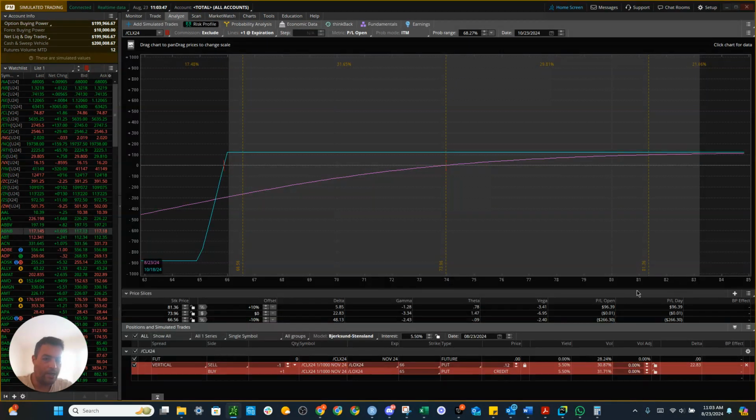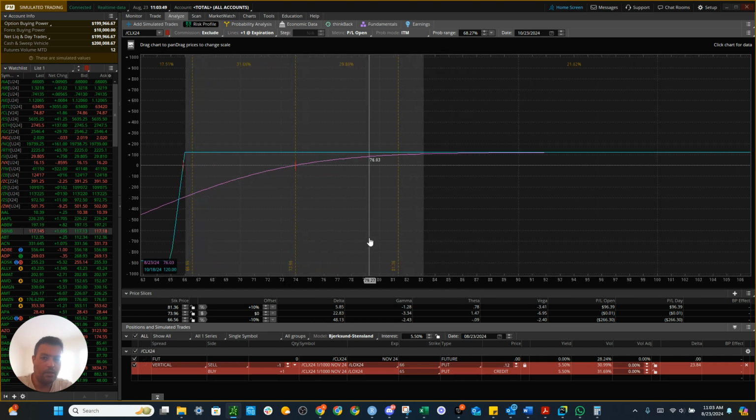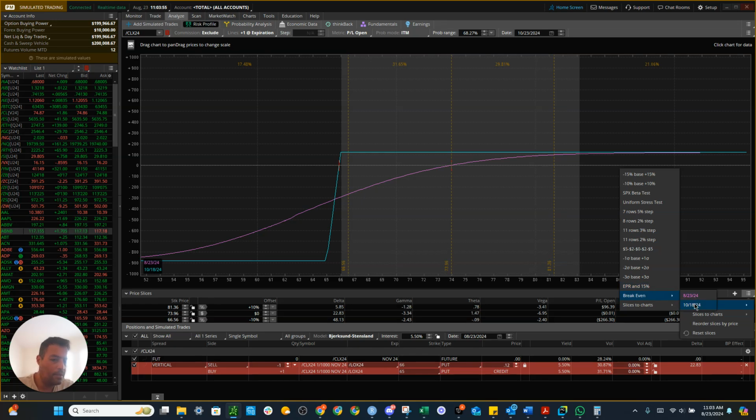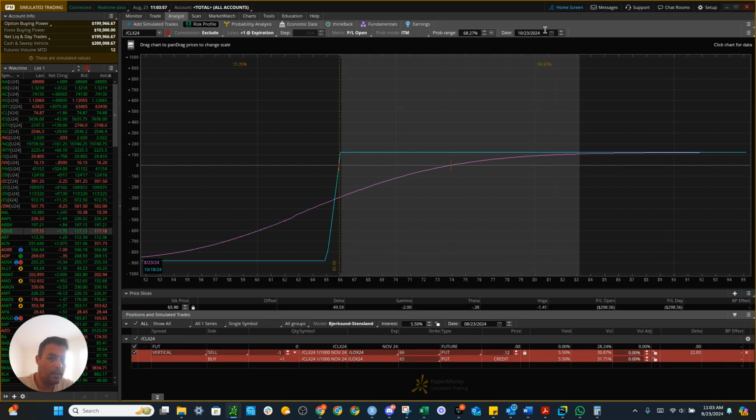So now we analyze the trade. First thing I do is I go here and then I change the set slices button. Break even should be my actual expiration cycle, and I will have to change that here too, so that the chart actually reflects that. Now look at the probability of profit.